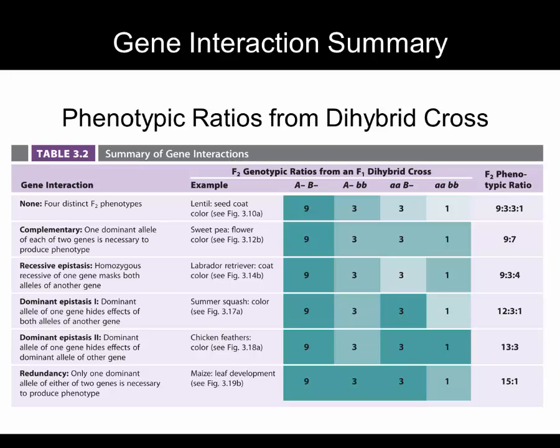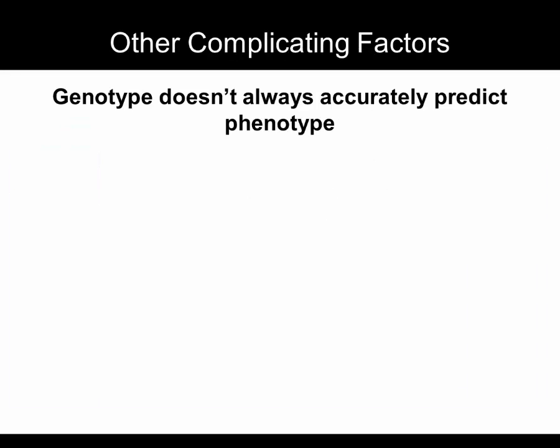This table summarizes the types of interactions we've talked about today. Don't worry about remembering which type of dominant epistasis is 1 and which is 2. Just remember that there are 2 types and why they have different phenotypic ratios. Now let's talk about some complicating factors that stop us from being able to predict phenotype based on genotype.